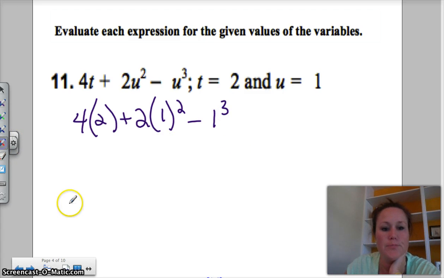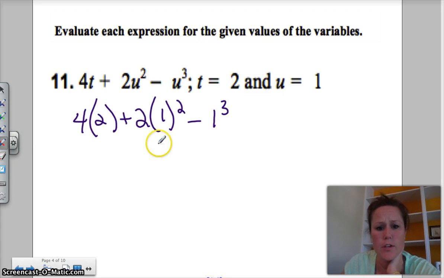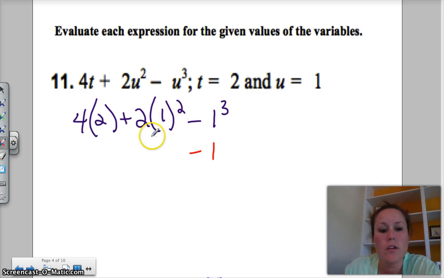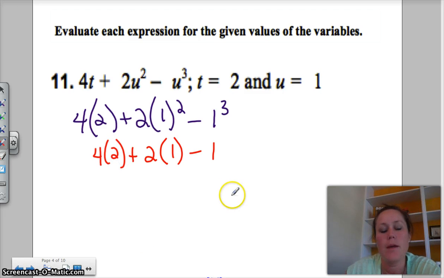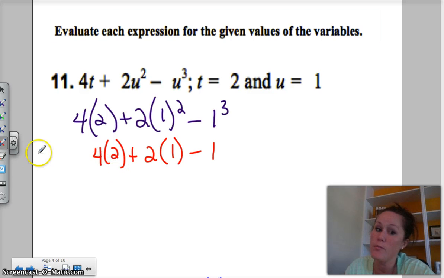I'll switch my color. I'm going to do my exponents first. So here, 1 to the third power, 1 times 1 times 1, wow, it's 1, minus, here I'm going to have 2, and then 1 to the second power, well, 1 times 1 is 1. This one's an easy one. Copy everything else down. All right, now all we have left is multiplication and division. Well, there's no division. We have multiplication, addition, and subtraction. So let's do multiplication first, whichever comes first as we read left to right. Here's this. This should be 8.